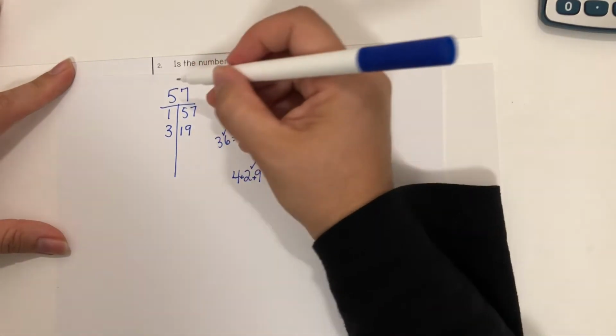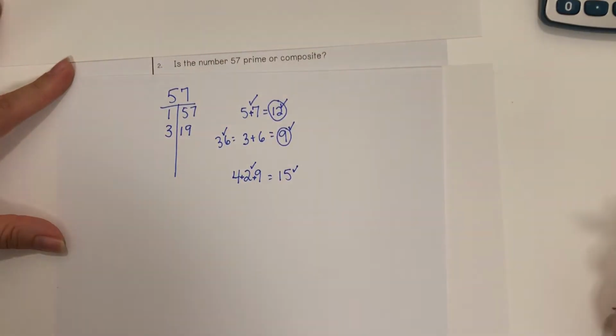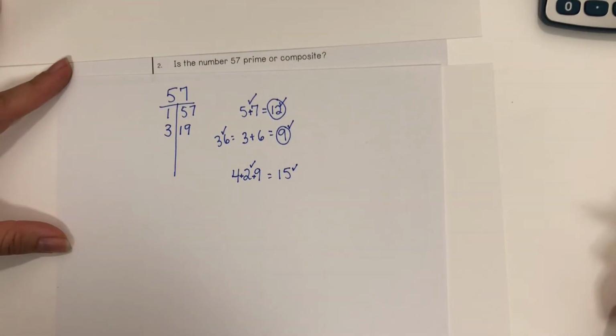And for the number 57, back to the problem, since we already have at least 3 factors, we don't need to keep going to see if there are any more, because we automatically know that this number is composite.